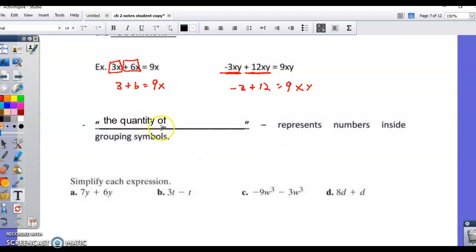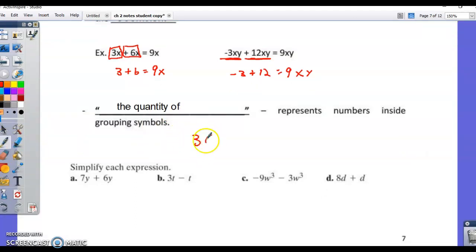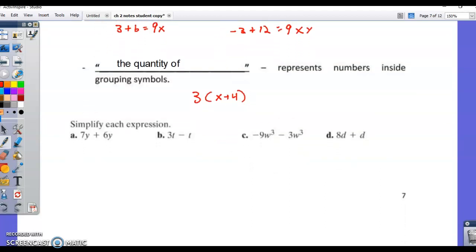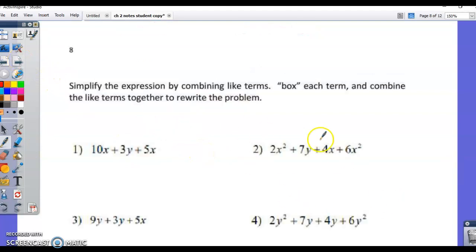All right, so you can write that in there, but we're going to touch more on this later in part 2 of this section. So it represents numbers inside the grouping symbol. So if I were to say, for example, 3 times the quantity of x plus 4, that's how I would read that.